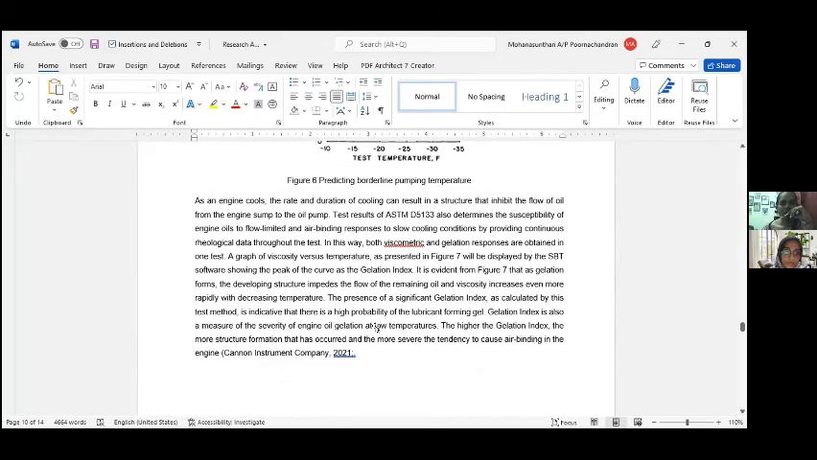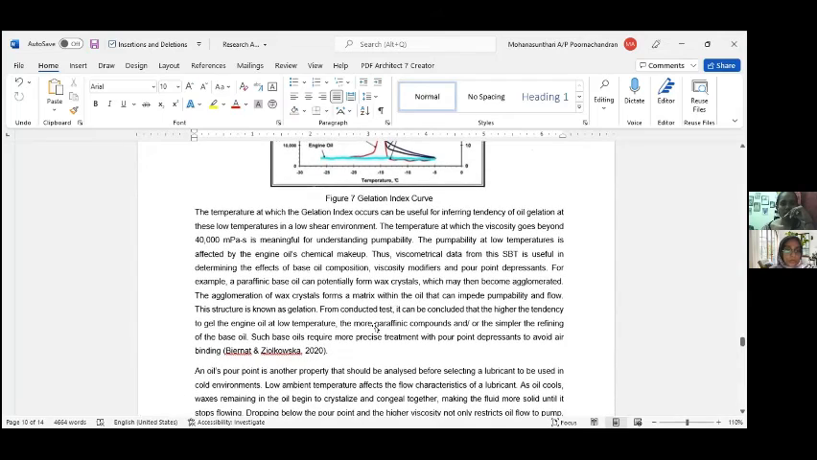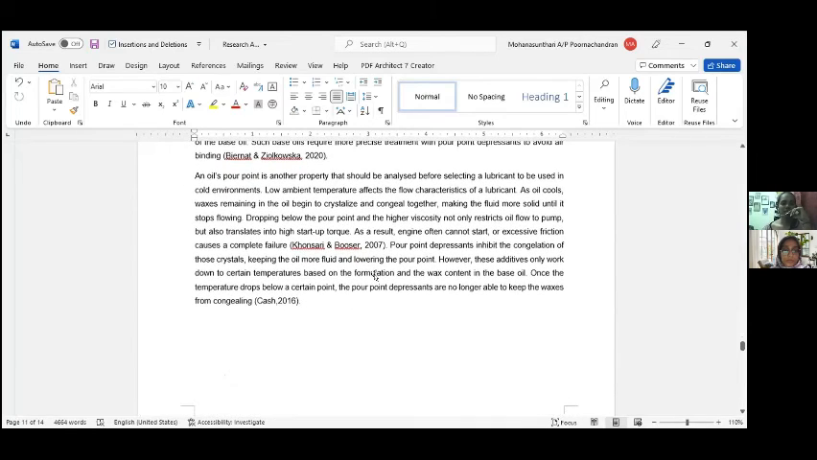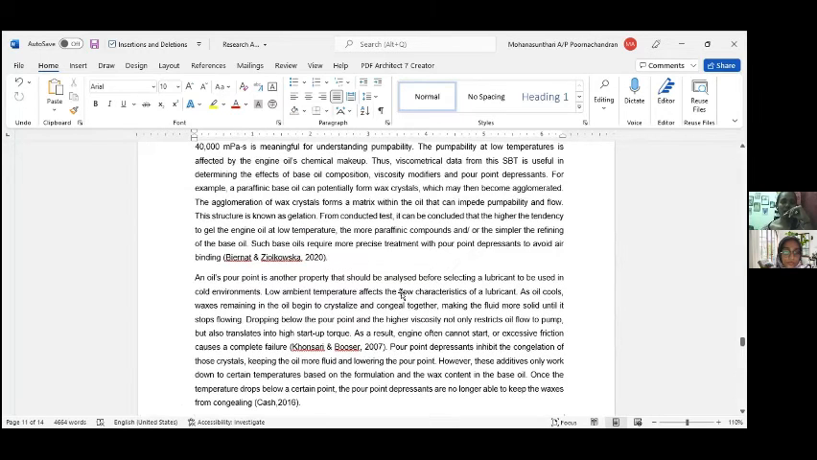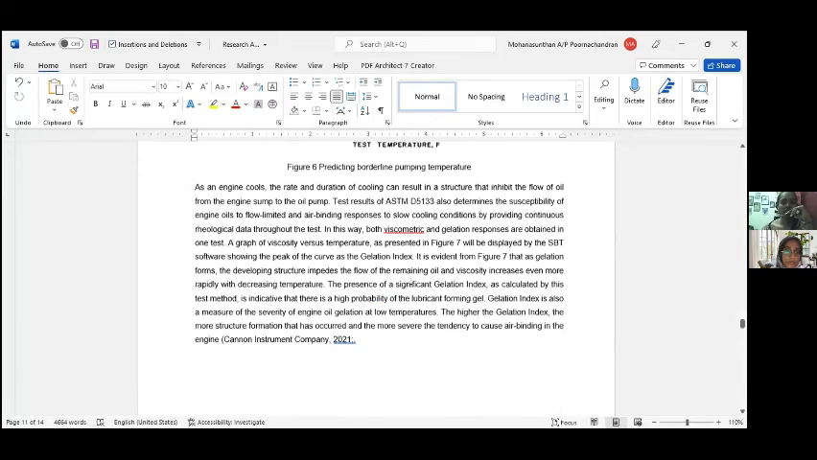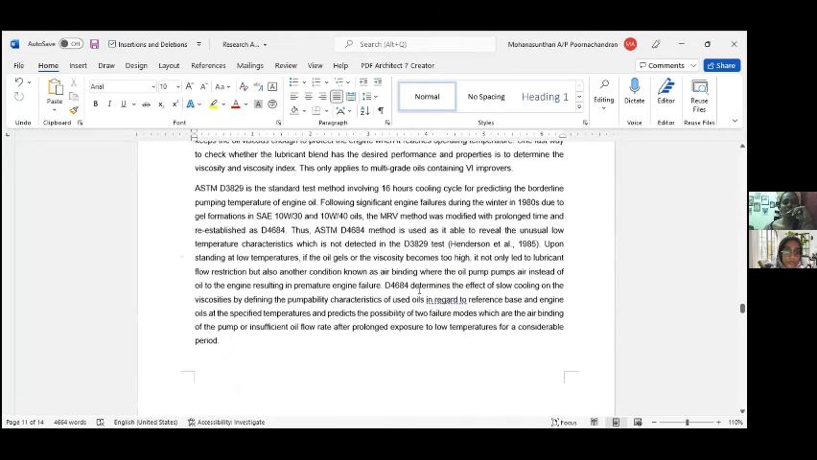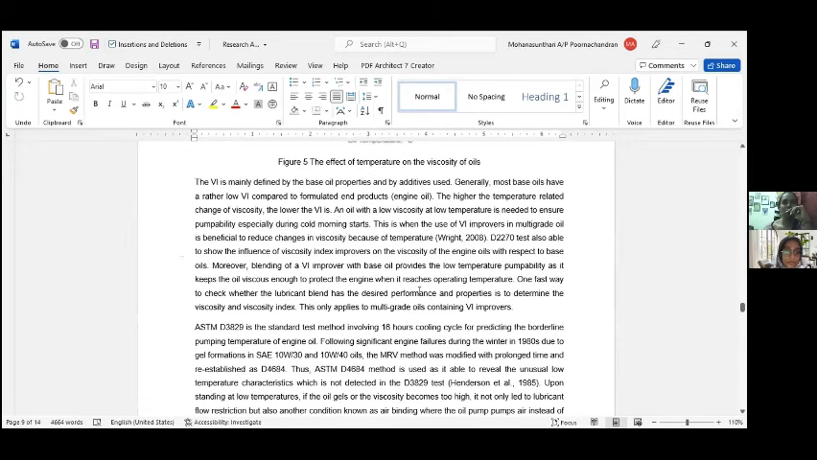Okay, next is the pour point. As I mentioned, pour point will give some idea on the pour point depressants, whether it is depleted or not. And the same goes for VI. If the viscosity index becomes lower, it means the viscosity improver added into the oil could be depleted as well.